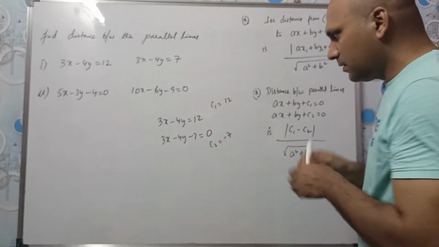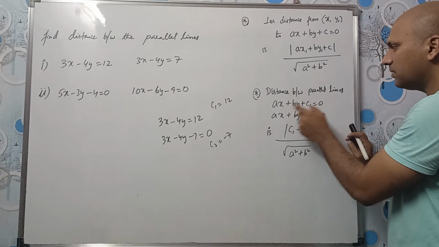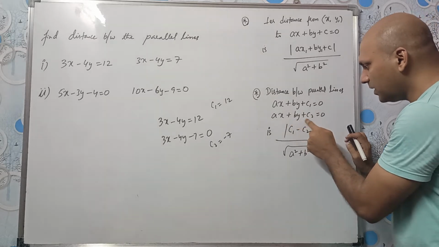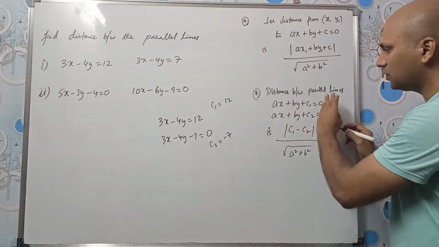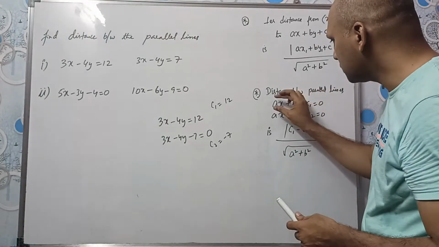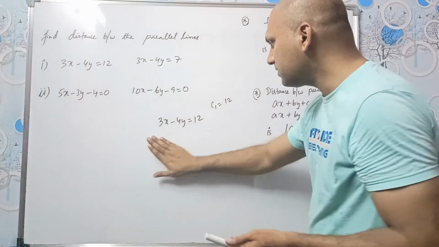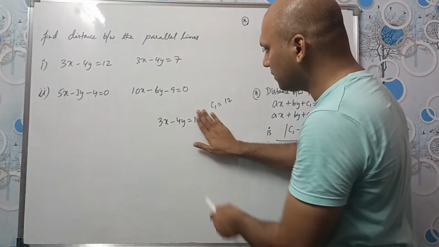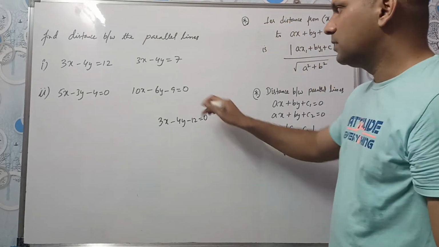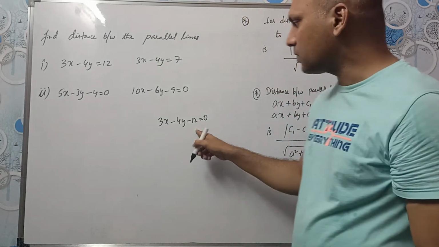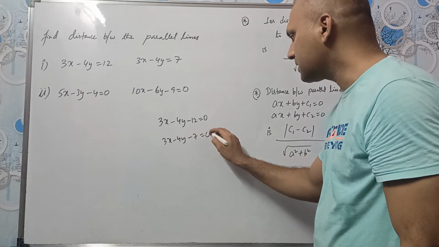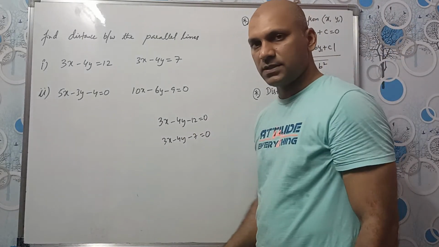If you see the formula, distance between the parallel lines ax plus by plus C1 and ax plus by plus c2, this C1 and C2 should be on the LHS. All the terms should be on one side, but here one term is on the other side. So first write it like this. This 12 goes on the other side, becomes minus 12. This 7 goes on the other side, 3x minus 4y, it will become minus 7. Write it in the standard form first.